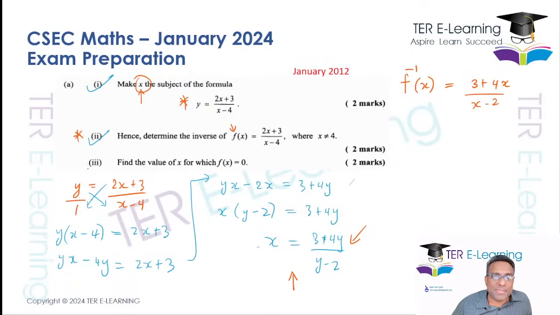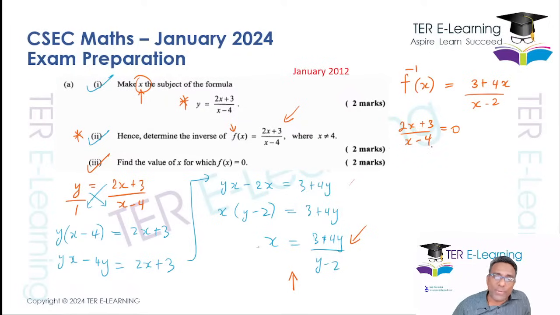And the last part: find the value of x for which f of x is equal to 0. So they want you to take the function and put that equal to 0. For a question like this, what you need to do is put 2x plus 3 all over x minus 4 is equal to 0.